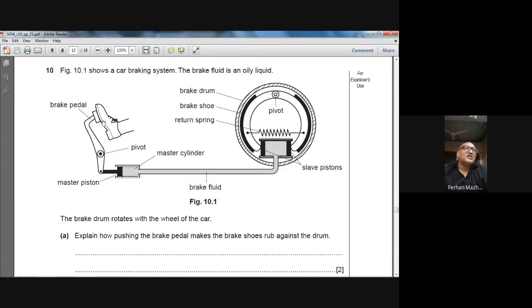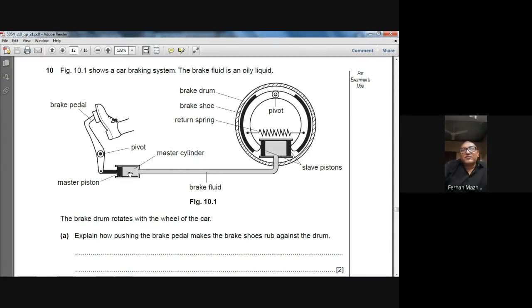So here you have a brake pedal. When you press the brake pedal, here we have the pivot. Here we have the master piston. When you press the brake pedal, this master piston will move to the right side, and it will push this oil, so it will apply force on the oil, and oil is incompressible.